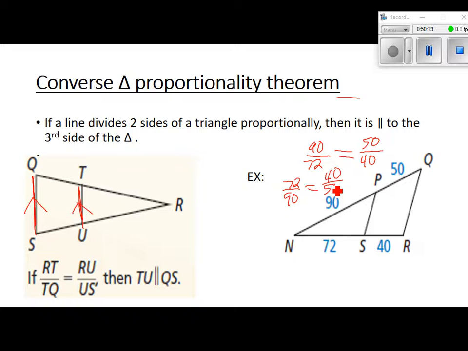4/5. If those two are the same, what's that tell us about these two segments right here? Not congruent. They're parallel to each other. If those two ratios come out to be the same, then they're parallel to each other. So it's the converse of the original one. Instead of starting off knowing that they're parallel and being able to find one of the missing parts here, now we know all the parts and we're going to go the other way.